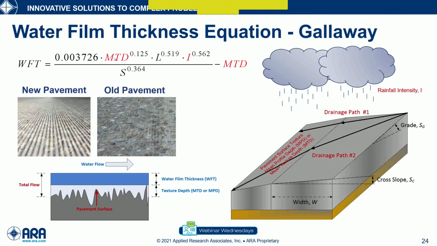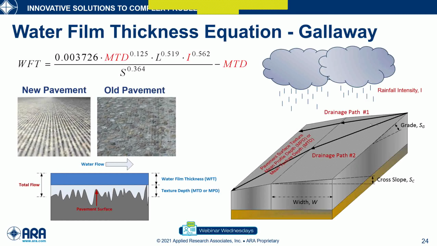So that's all regarding the MTD. The rainfall intensity is just going to be the amount of water that's pouring on top of the pavement surface. And as I said previously, we have two other intermediate variables, which are the total slope and the drainage path. The total slope, S, is the slope of the pavement created because of the cross slope and the grade.